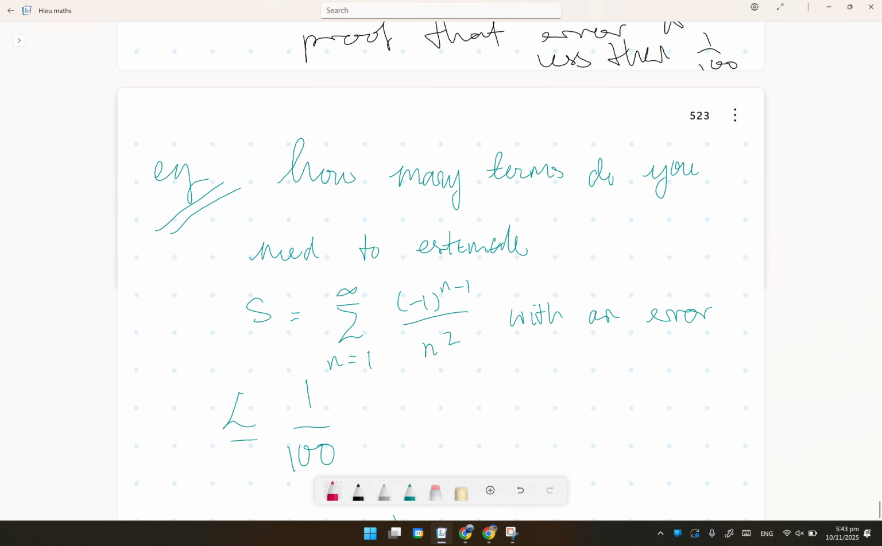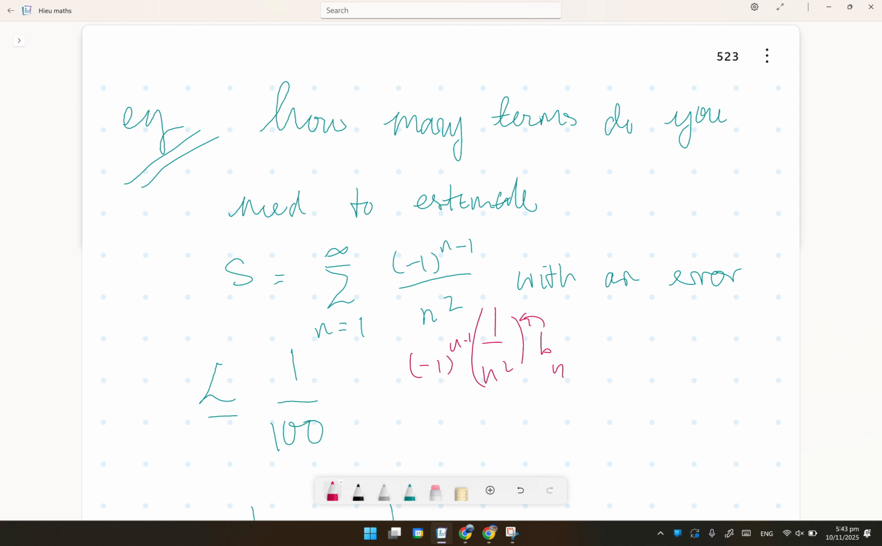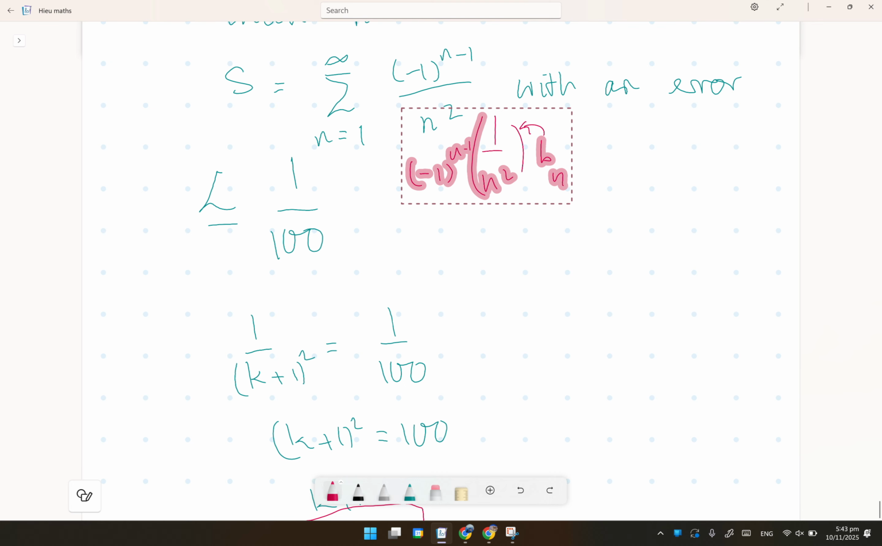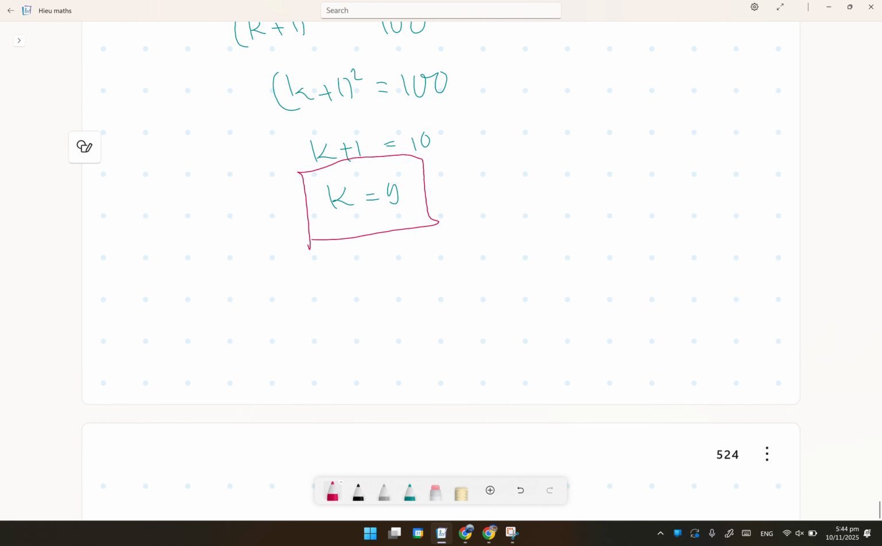This is another example here. Again, it's the same thing. Sum to infinity of this series here. So it's 1/n squared, because it's the alternating series, and this is bn. Again, it's less than 1/100. So you want the k plus 1 term, b k plus 1, to be equal to the error. So we have 1 over (k plus 1) squared is equal to 1 over 100. K plus 1 squared is equal to 100. K plus 1 equals 10. K equals 9. So that's the idea.